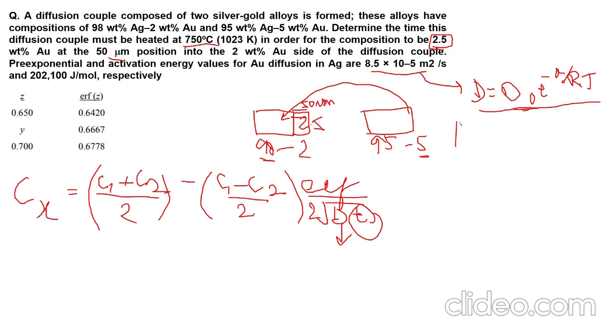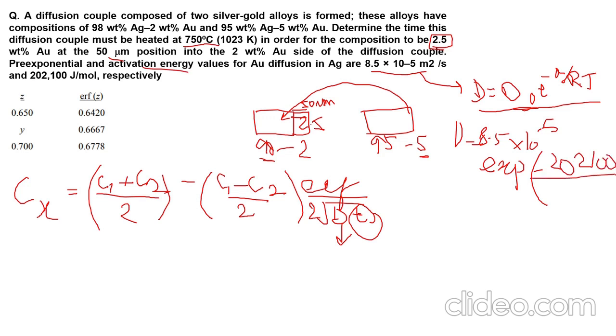So you can put in the values. D is equal to first D naught, so D naught will be equal to 8.5 multiplied by 10 to the power of minus 5, right? And then we have exponential of minus Q, the activation energy that is given here, that is equal to 20 to 100, and then you have the value of R, that is 8.314, multiplied by the temperature. So what is the temperature? That is 1023.